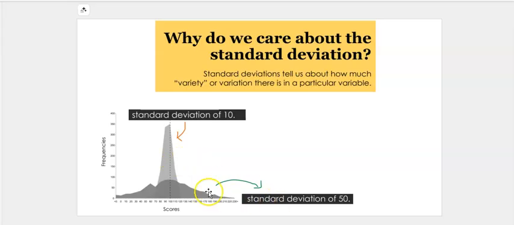And if the standard deviation is very big, that means the scores are very much deviated everywhere. So we will not count on that very well.